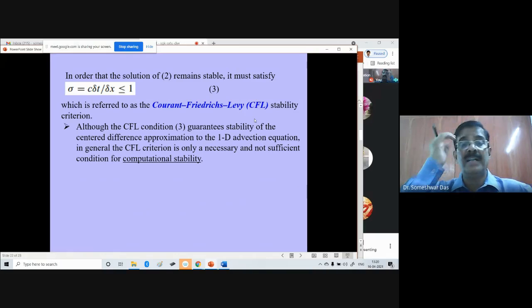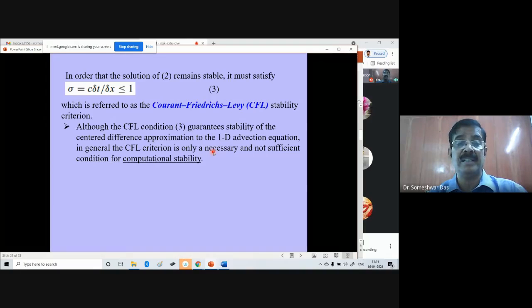Although the CFL condition, this is condition 3, guarantees stability of the central difference approximation. This is guaranteeing the stability of the central difference equation to the one-dimensional advection equation. In general, the CFL criterion is only a necessary and not a sufficient condition for computational instability.